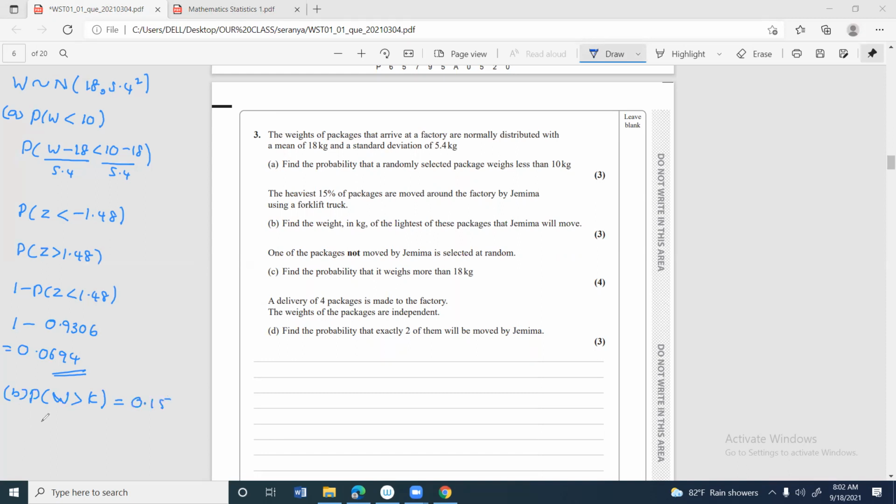Initially, in the same way we can convert this into standard normal using the same technique as over here. The probability that Z is greater than (k minus 18) divided by 5.4.